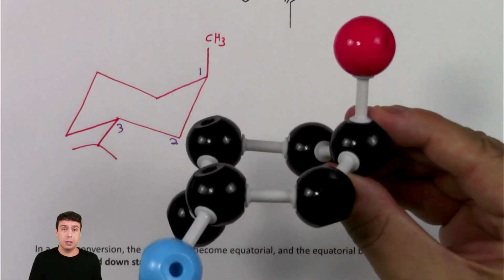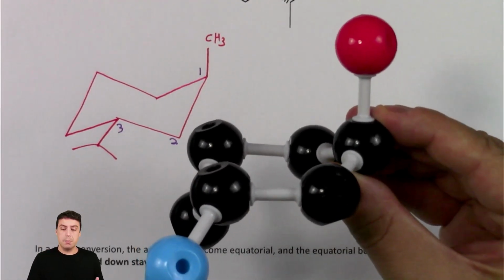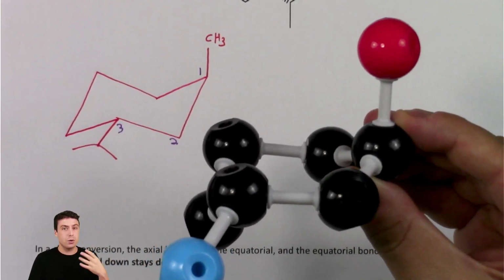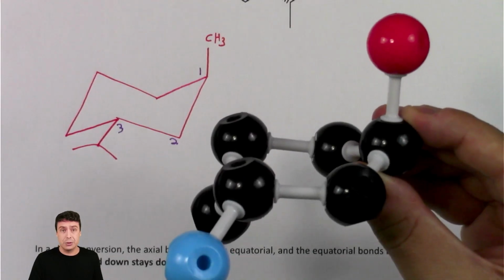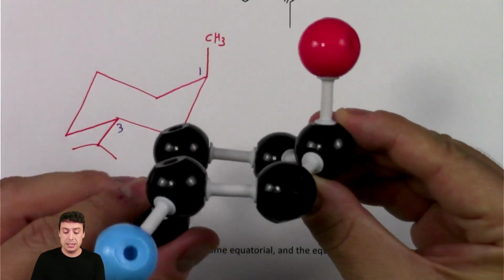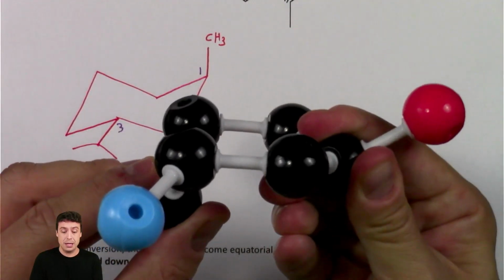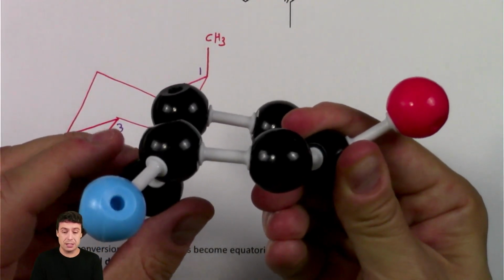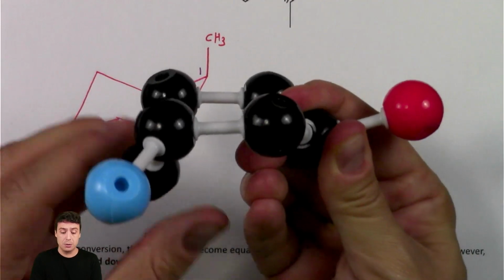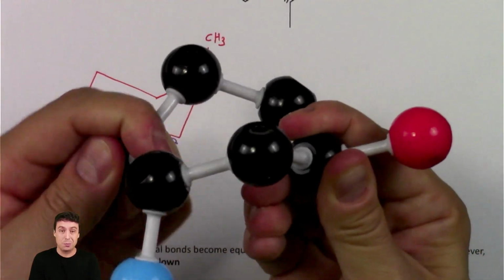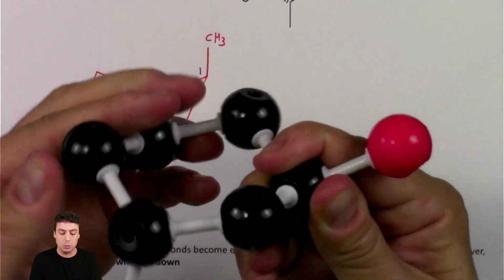All right, in a chair flip, here's what we do. We said sigma bonds can rotate, but in a ring, they're confined. They don't have total free rotation because they're connected to other things. So what we do is this carbon bends down, and then it causes a little ripple effect. When this one bends down, this one bends up, this one bends down, carbon number 4 bends up, and then you just alternate all the way around the ring.